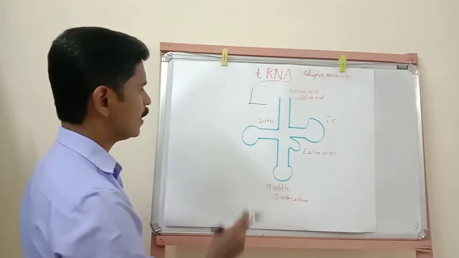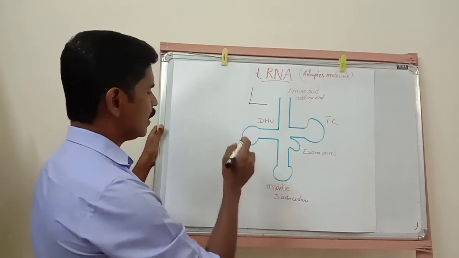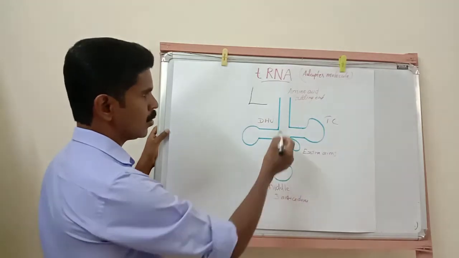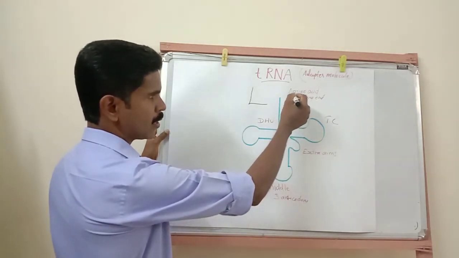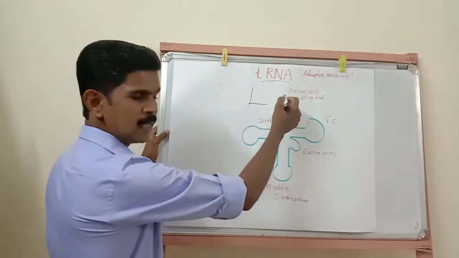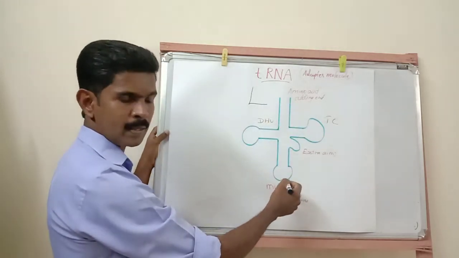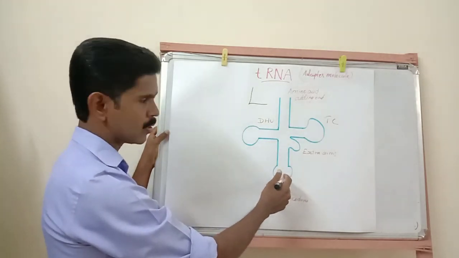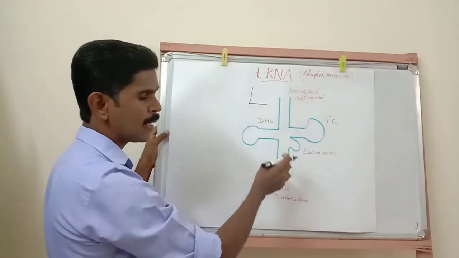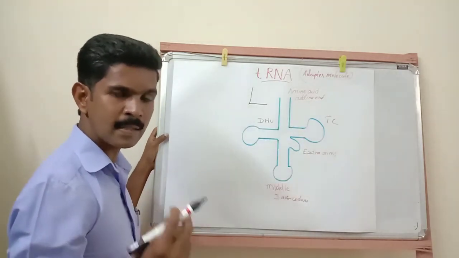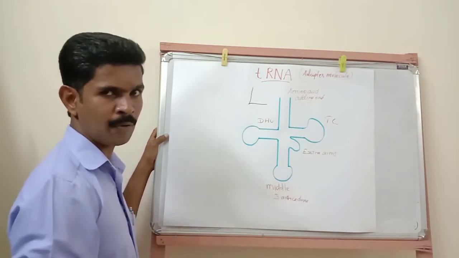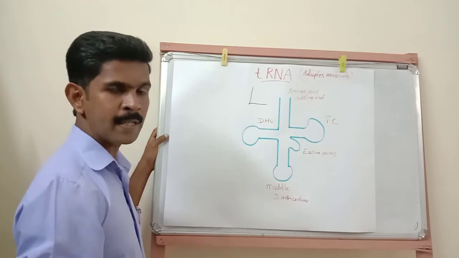Hope you understood. Then next point. Already I told you, the amino acid molecules are attached in this region. Then this region is called the anticodon region. 3 anticodons are present in this region. So the movement between the codons and anticodon makes a tRNA code for many codons.